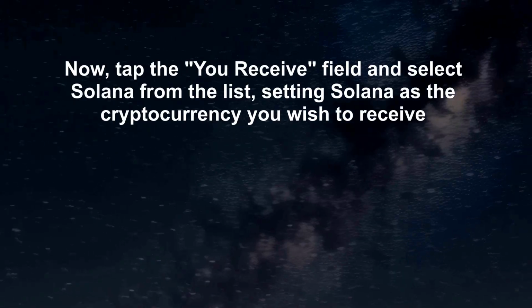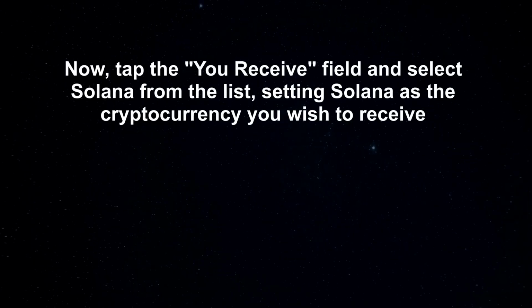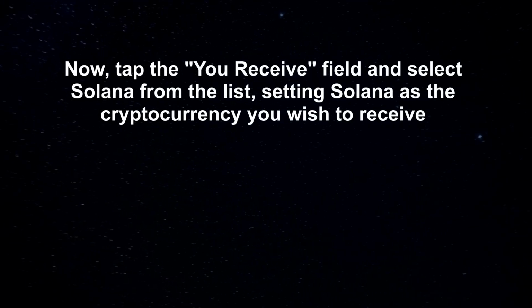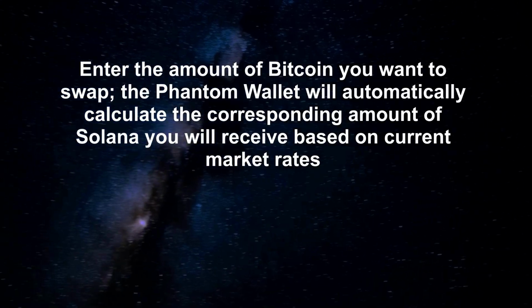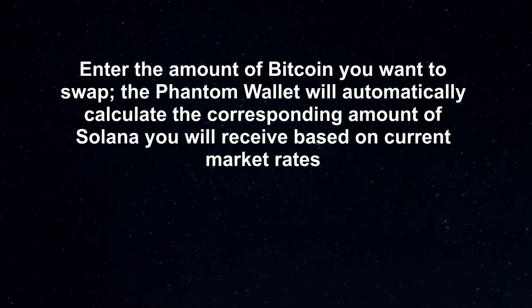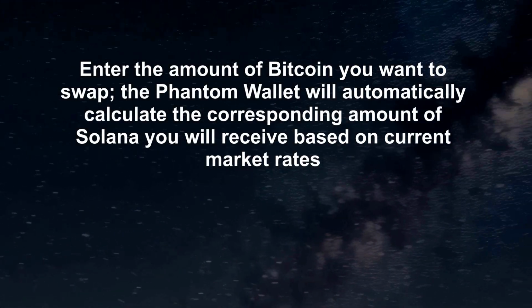Now, tap the You Receive field and select Solana from the list, setting Solana as the cryptocurrency you wish to receive. Enter the amount of Bitcoin you want to swap. The Phantom wallet will automatically calculate the corresponding amount of Solana you will receive based on current market rates.